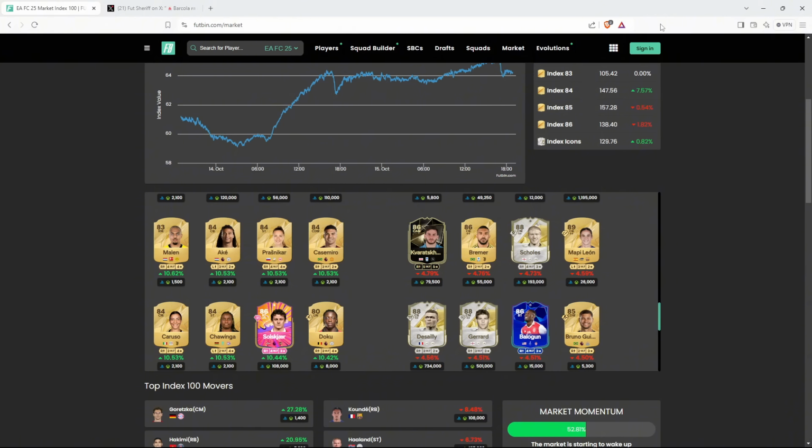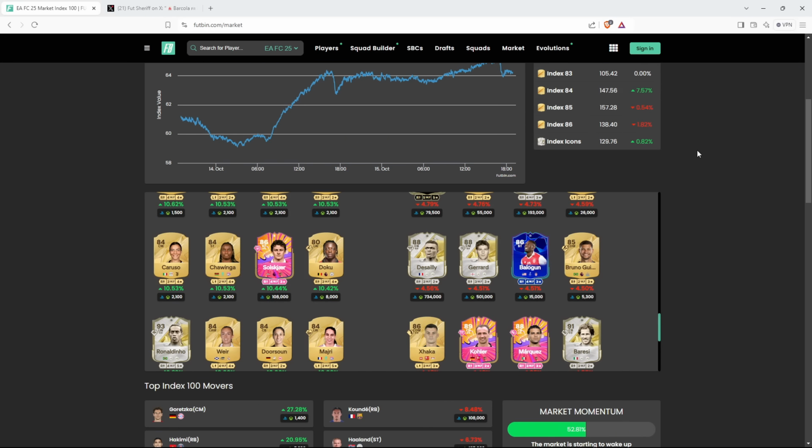And do not be afraid to buy a few, as I do expect, like every single year, after people realize the pack weight is really, really bad, they go back on the market and they re-buy their icons. So that is trading with icons. Make sure you check FUTBIN and check Index 100 and see which icons have dropped the most.